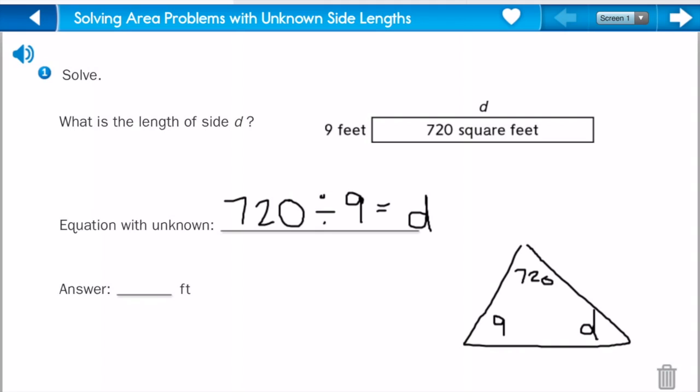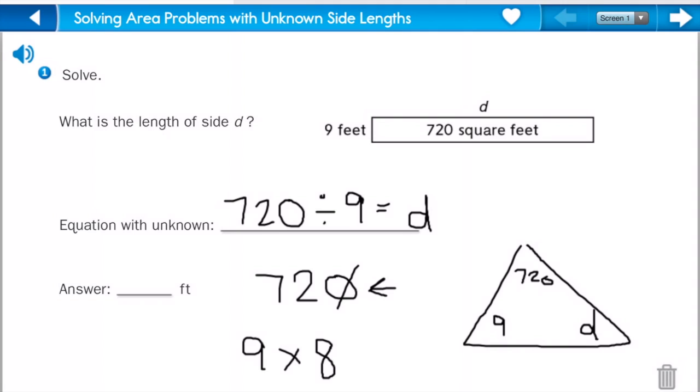So, I can use a 0 as my hero trick, okay? So if I have 720, looks like a big number, I'm dividing it by 9, I can cross out, I'm going to forget about the 0 for now. And now I'm thinking, what times 9 equals 72? So I'm thinking back to my math facts. And I know that 8 times 9 equals 72. But I have to remember the 0 over here.